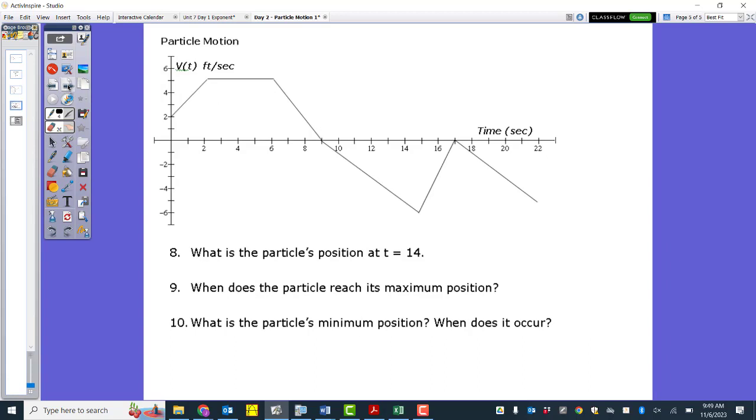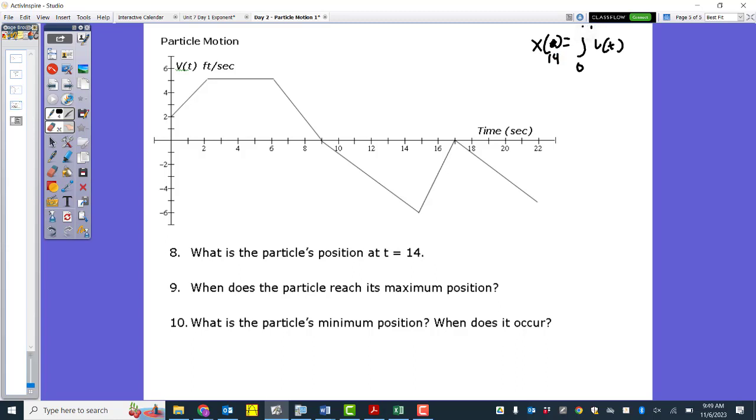All right, now we want the position of the particle at t equals 14. Well, that's going to be a little bit different. That's going to be, okay, where exactly are we located? So position is going to be the integral from 0 to t of velocity, or position at 14. Let's do position at 14: 0 to 14 of the velocity.